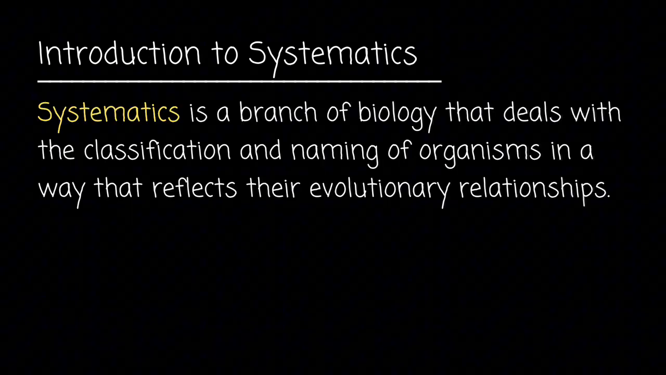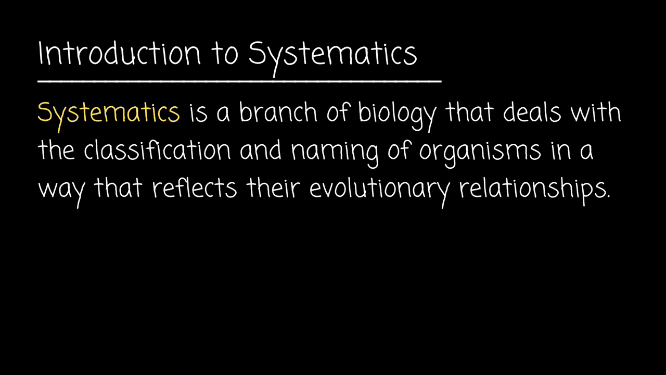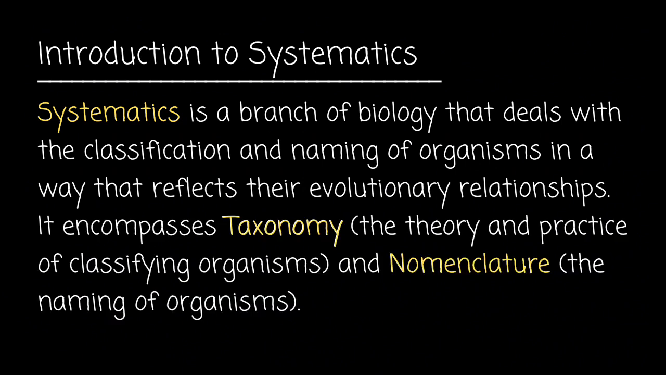So what is systematics? Systematics is a branch of biology that deals with the classification and naming of organisms in a way that reflects their evolutionary relationships. This creates a hierarchical structure, like a nested set of boxes, where closely related organisms are placed together within progressively larger groups. It also gives us an understanding of how organisms have changed over time and how they are related to each other through descent from common ancestors. It encompasses taxonomy, the theory and practice of classifying organisms, and nomenclature, the naming of organisms.